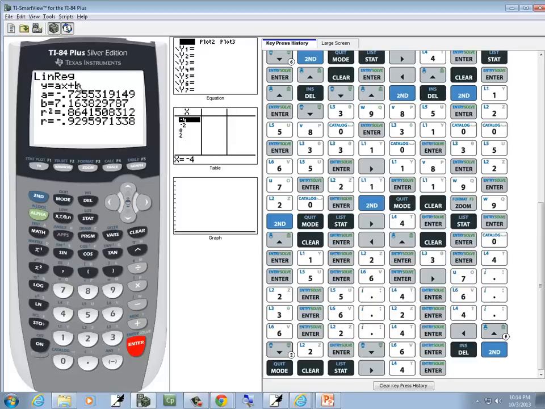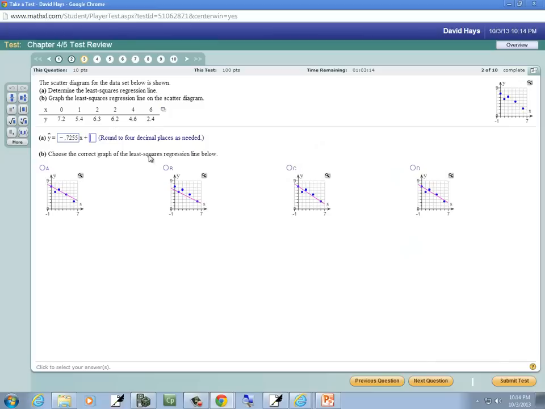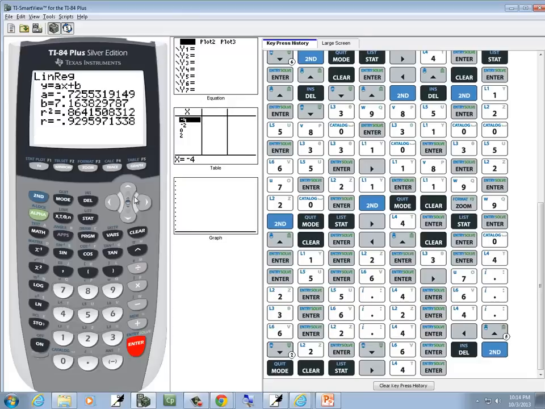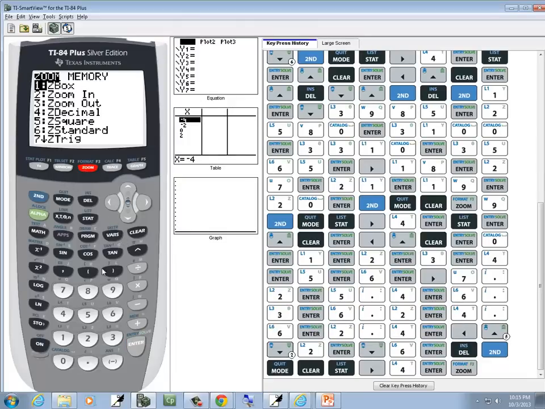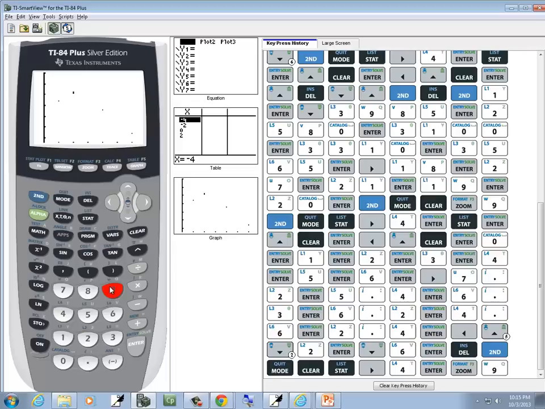Okay, now B is the number that goes at the end, which is 7.1638. Okay, now it says choose the correct graph. Boy, they look pretty similar, don't they? Let me do a scatter plot over here. So I'll go to my zoom, and I'll choose 9 because again, the scatter plot should already be turned on.